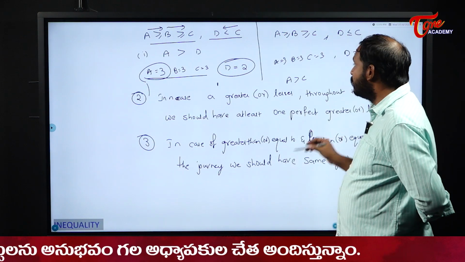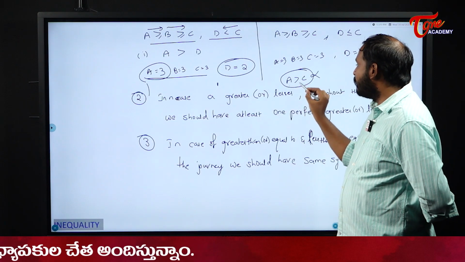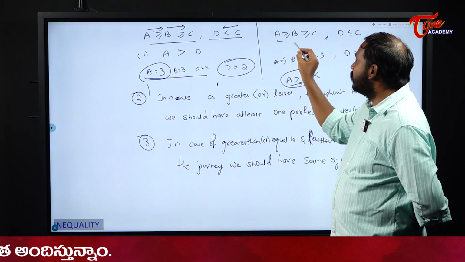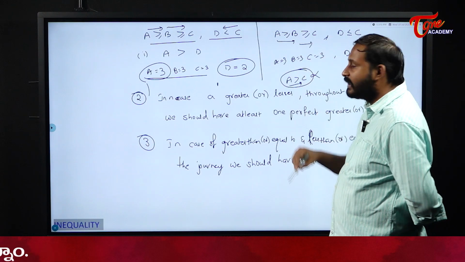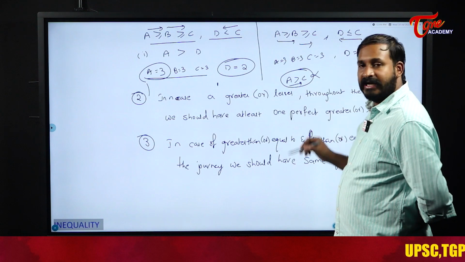Yes sir, you can take D. Now is it correct A is greater than C? No, it is not correct. But sir, I will travel from A to C. Yes, you can travel. A to B you can travel. B to C you can travel. C to D also you can travel. But here A greater than C is wrong.